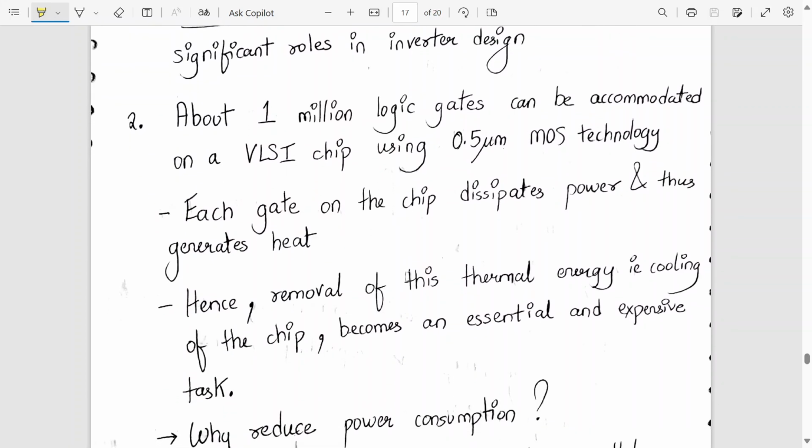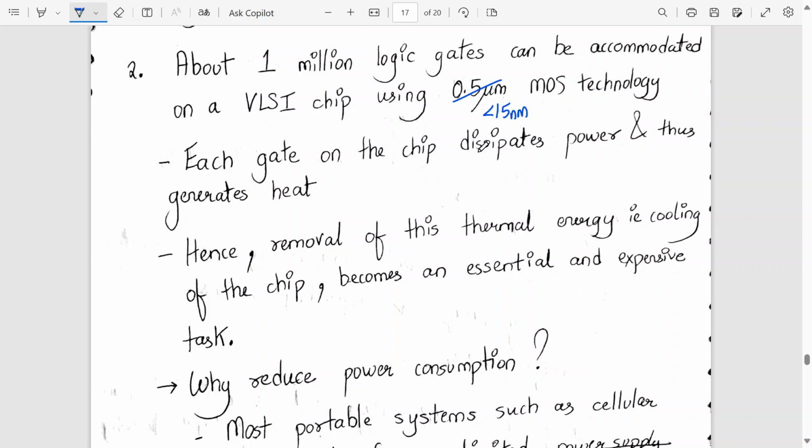So about 1 million, right now it's billion logic gates can be accommodated on 0.5 micrometer technology. Now, right now, how much is going on? Less than 15 nanometer technology, actually even lesser than that. So each gate on the chip dissipates power and generates heat, yes or no? Maybe it's a microwatt or picowatt power, but it will dissipate and generate heat. So removal of this thermal energy, that is cooling the chip, becomes extremely important and expensive.